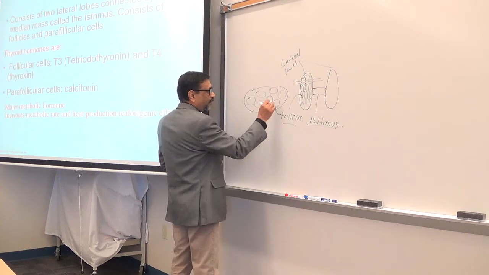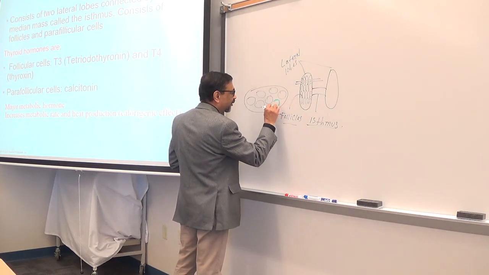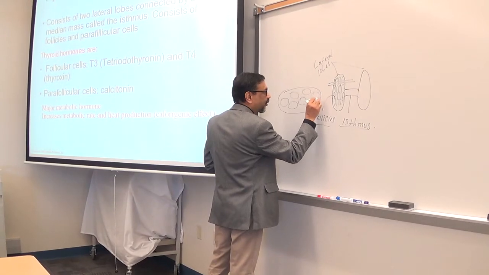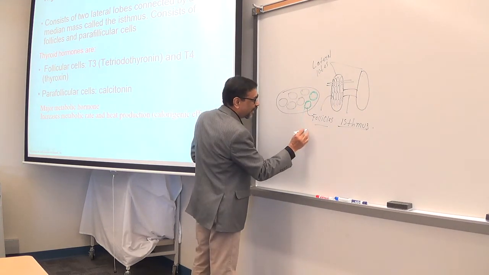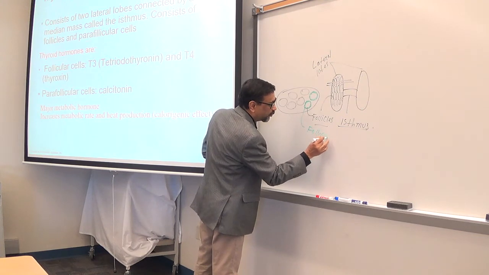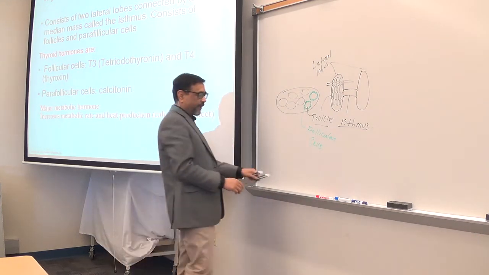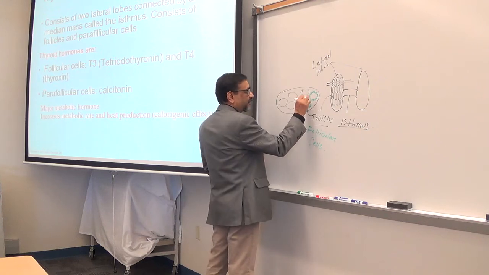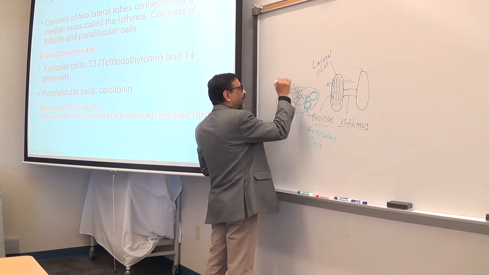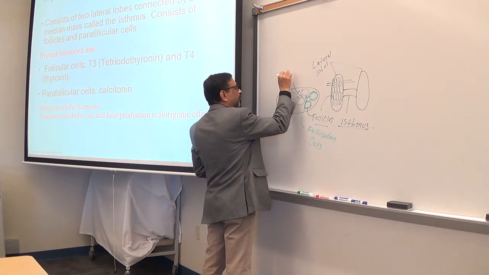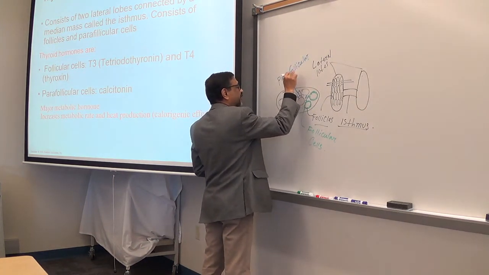In the wall of these follicles, you have cells. These cells are called follicular cells. So, very simple: the wall of the follicles has follicular cells. And in between the follicles, you have another type of cells, and these cells are called parafollicular cells.